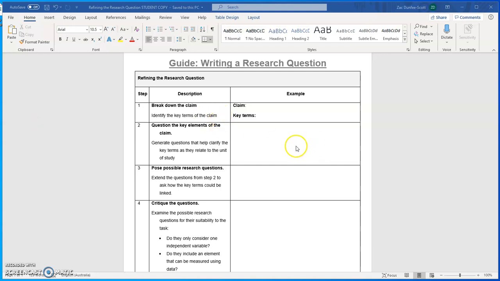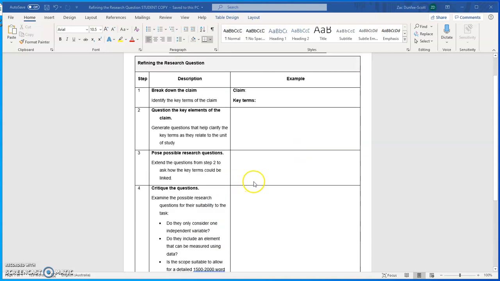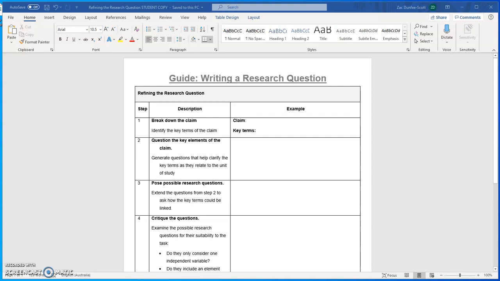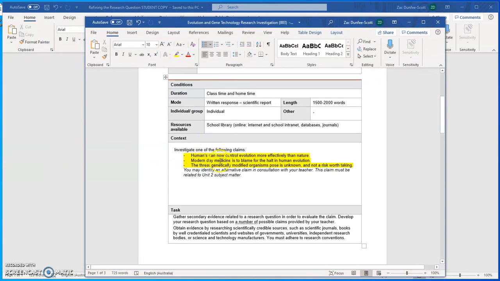In today's video, I'm going to be talking to you about how to take your claim and turn it into a revised and finalized research question. I know a lot of you are probably having some issues with exactly how to break down and specify these claims. Hopefully by now you've picked one of these three claims, which I'll put here in the task sheet.